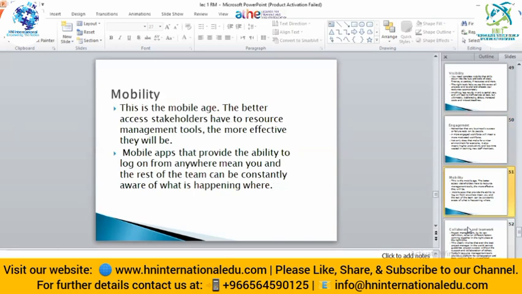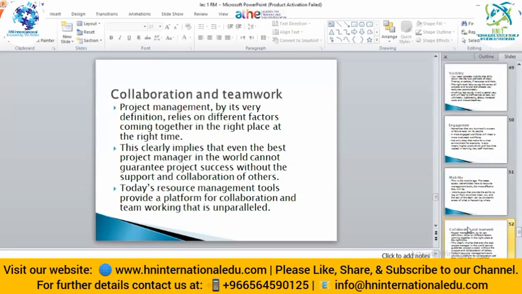Mobility: this is the mobile age. We have to use mobile applications, and we have to assign remote jobs. The more effectively stakeholders can access resource management tools, the better. Mobile apps that provide the ability to log on from anywhere mean you and the rest of the team can constantly be aware of what is happening where. So we have to utilize the remote age and mobile apps.